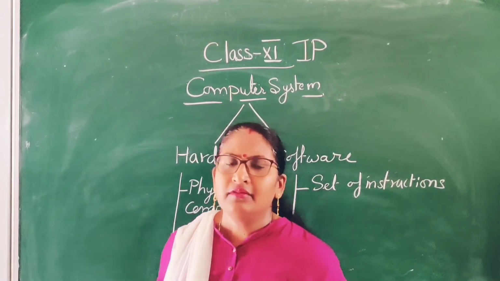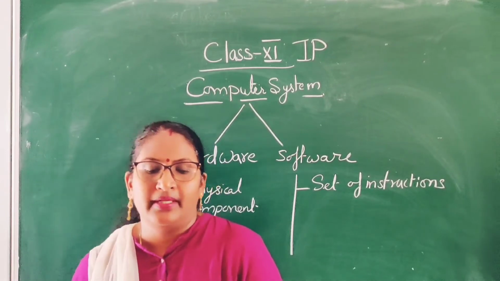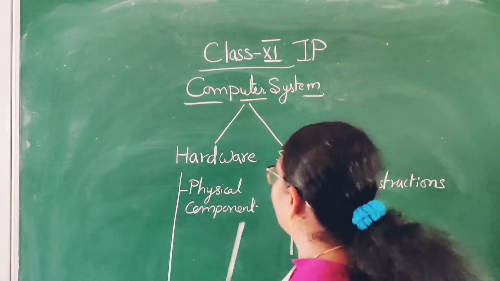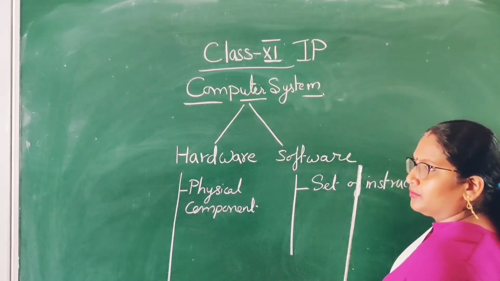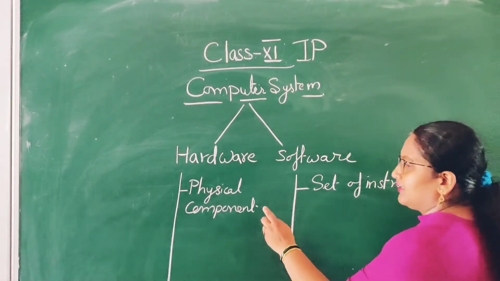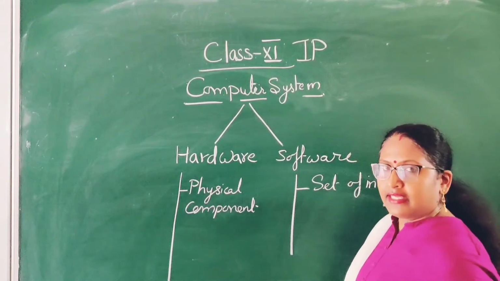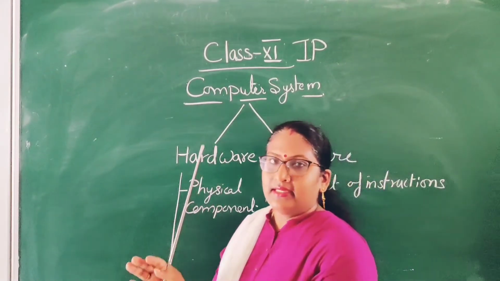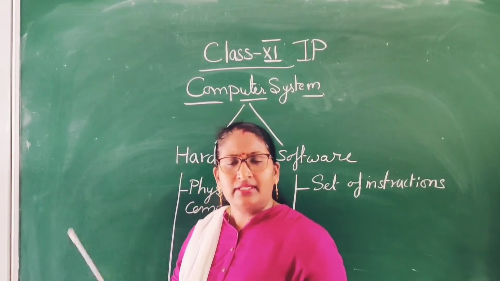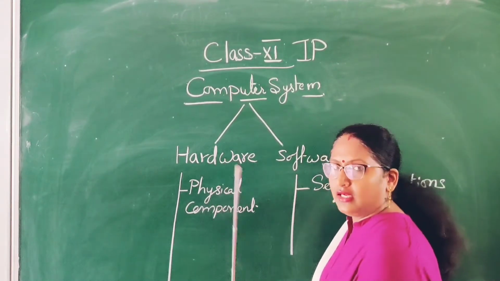Yes, children. Now we will learn further. Your computer system has two parts: one is hardware and another is software. Hardware is the physical component which we can touch, like a printer, screen, mouse, keyboard, anything we can touch. It is also known as tangible.